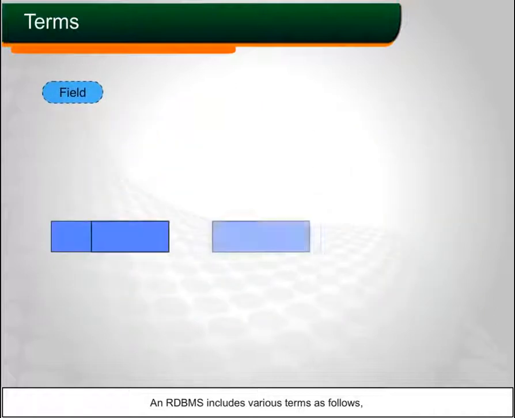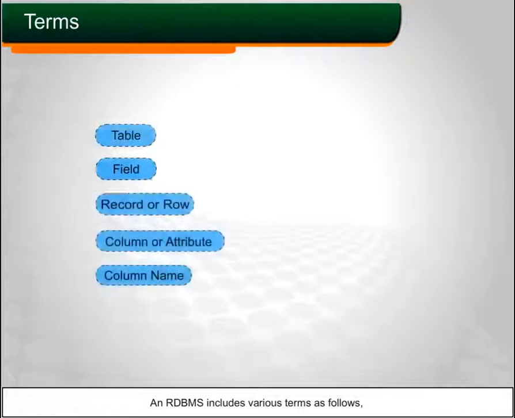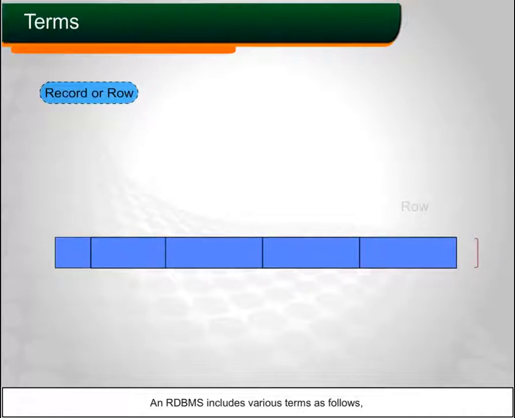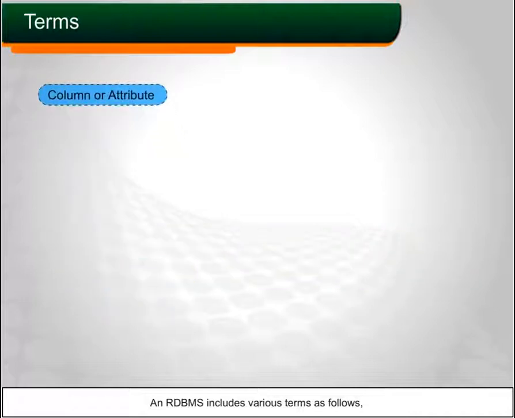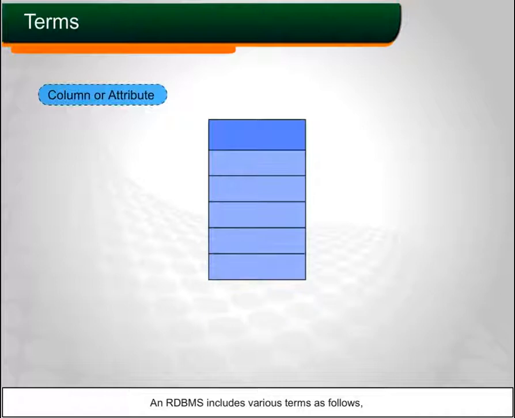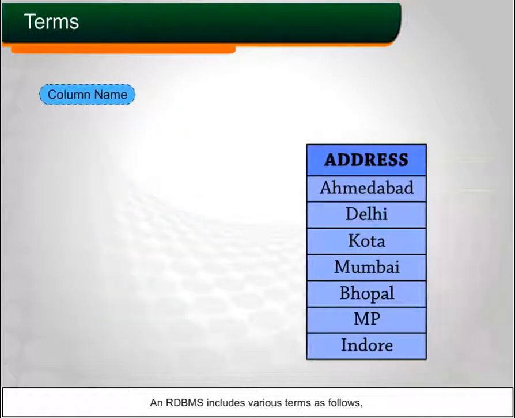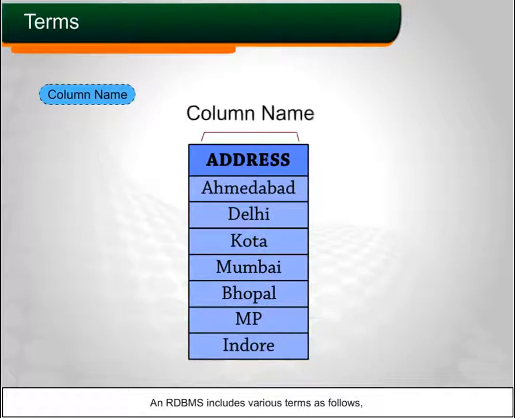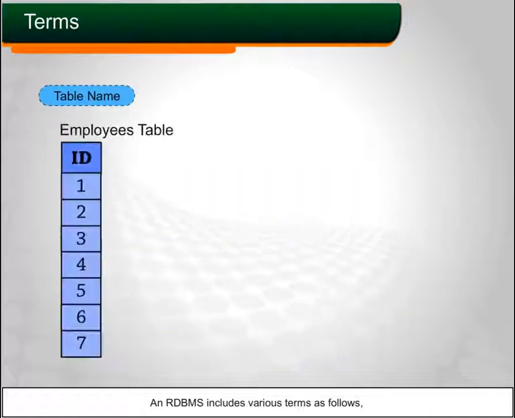Field, record or row, column or attribute, column name, table name.